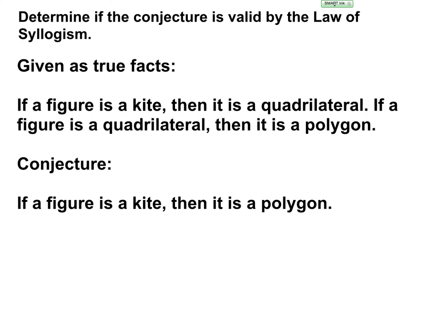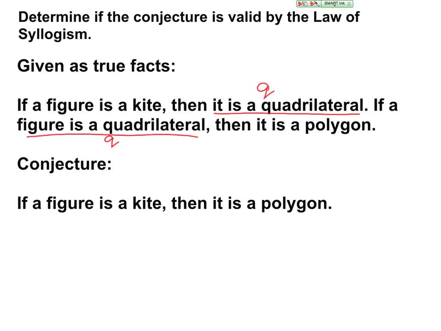If a figure's a kite, then it's a quadrilateral. If the figure's a quadrilateral, then it's a polygon. See the quadrilateral part repeating? It's the then part in one sentence, it's the if part in the other. So that's my Q part, according to the pattern.